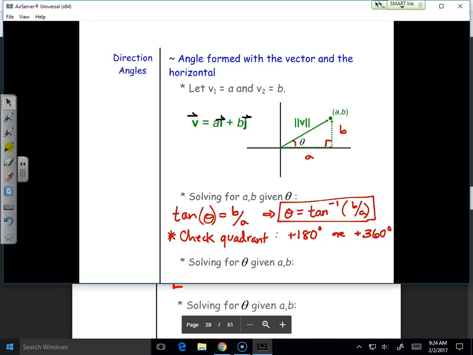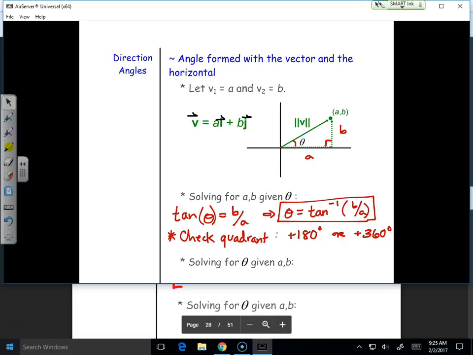I is a vector, J is a vector, V is a vector. So we're going to use tangent inverse of B over A. However, sometimes we're going to have to check the quadrant with the vector picture. We're going to draw the vector and make sure the angle matches up.